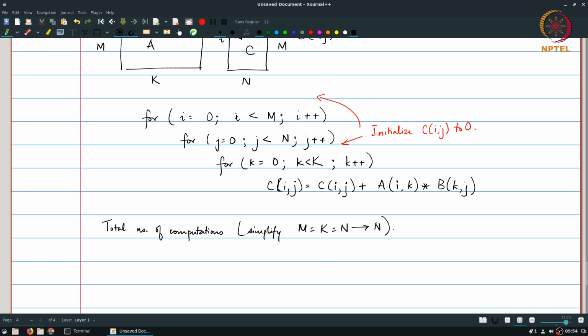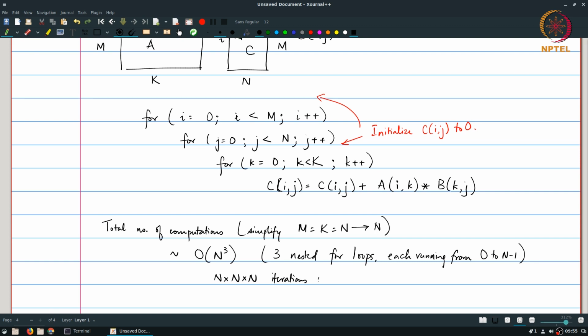So if I make this simplifying assumption, effectively the total number of computations is approximately order of n cubed. Why is that? Basically, I have 3 nested for loops, each running from 0 to n minus 1. So I have n into n into n iterations of the compute step. The compute step being this one here.